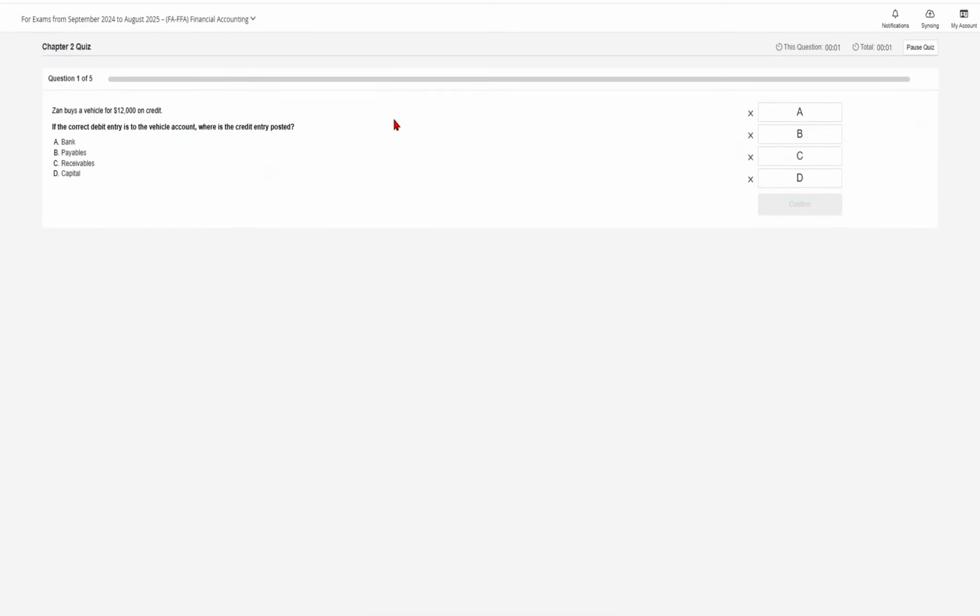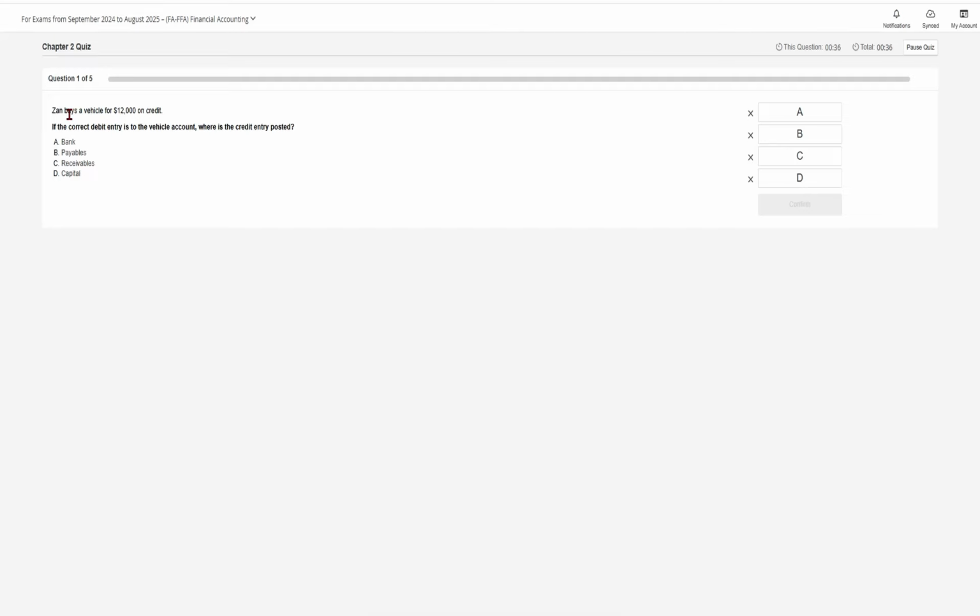Yes, the first question is asking, Jan buys a vehicle for $12,000 on credit. So if the debit entry is to the vehicle account, what is the credit entry posted? It's very easy and very clear. If you know when an asset is increasing, whether we should debit or credit, or when a liability is increasing, whether we should debit or credit, if you are clear on this part, then you can tackle this question very easily and score the 2 marks.